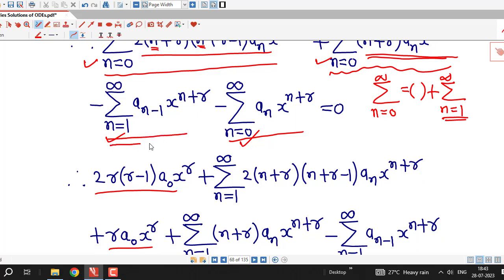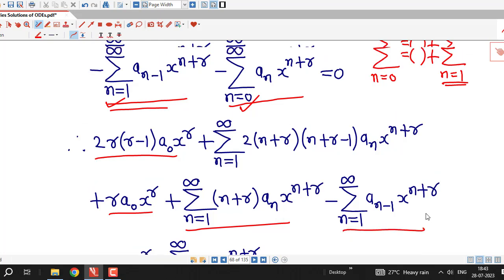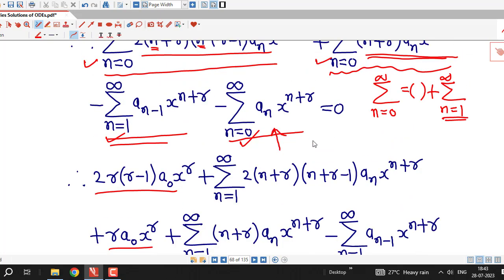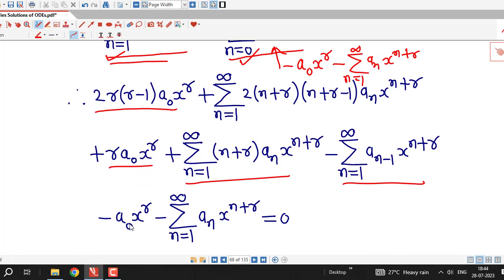This is starting from 1 to infinity, so I have kept it as it is. And here I have to write for n equal to 0, I will have a0 x raised to r. So that is for n equal to 0, we have negative sign, and then this quantity as it is but from n equal to 1 to infinity. So I have written here, minus a0 x raised to r minus sigma n x raised to n plus r equal to 0.